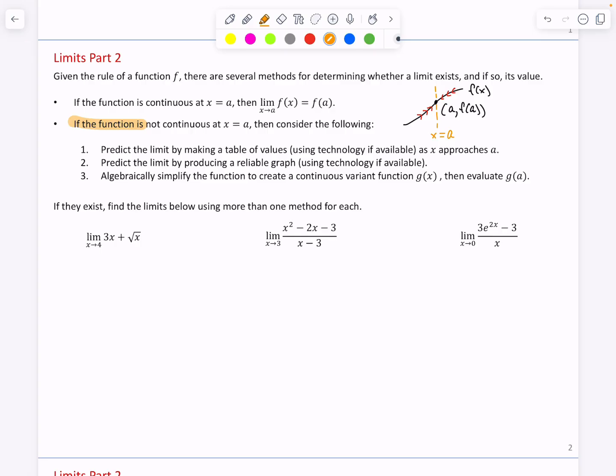Now, if the function is not continuous at x equals a, then consider the following. Number 1, you can predict the limit by making a table of values using technology, if available, as x approaches a. Number 2 is you can predict the limit by producing a reliable graph using technology, if available. And 3, you can algebraically simplify the function to create a continuous variant function g of x, and then evaluate g of a. If they exist, find the limits below using more than one method for each.